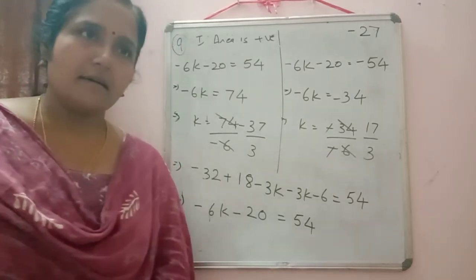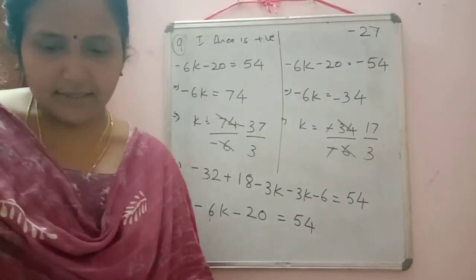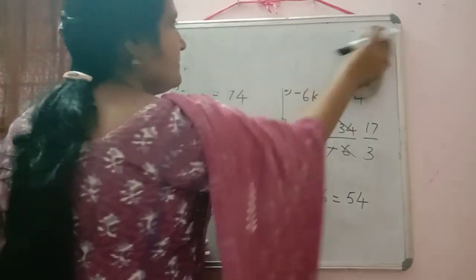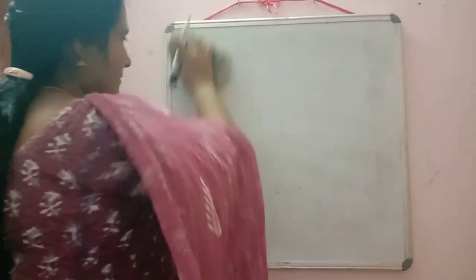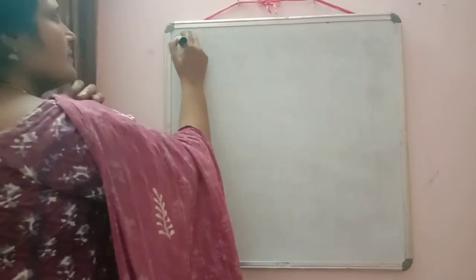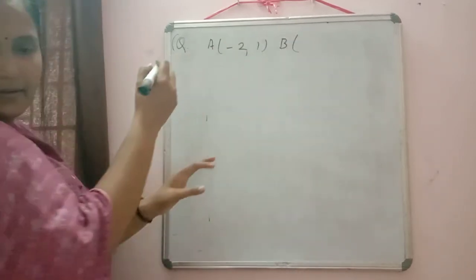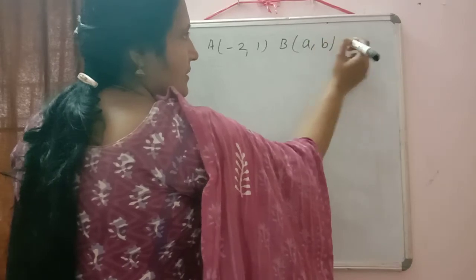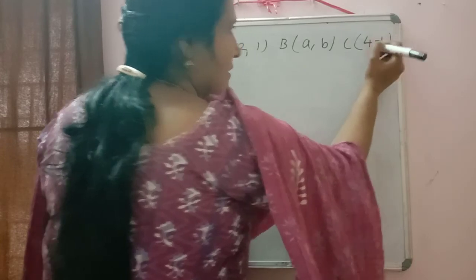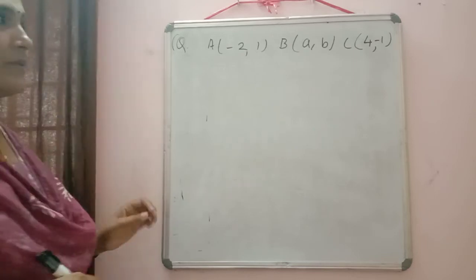So moving on to the next question. Next question is: if the points A(minus 2, 1), B(a, b), C(4, minus 1) are collinear. Here they gave the condition collinear. So if they are collinear, we know area will be equal to 0.